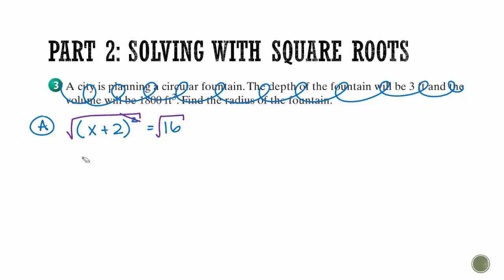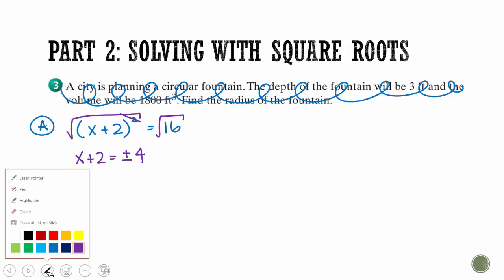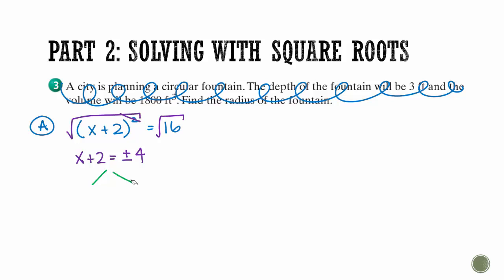Now remember, squares and square roots cross each other off, so I get x plus 2 equals, remember you have to have plus or minus 4. Whenever you get something like this, this is basically two problems in one. This is saying x plus 2 could equal positive 4, or x plus 2 could equal negative 4. And then we have to solve both of these.